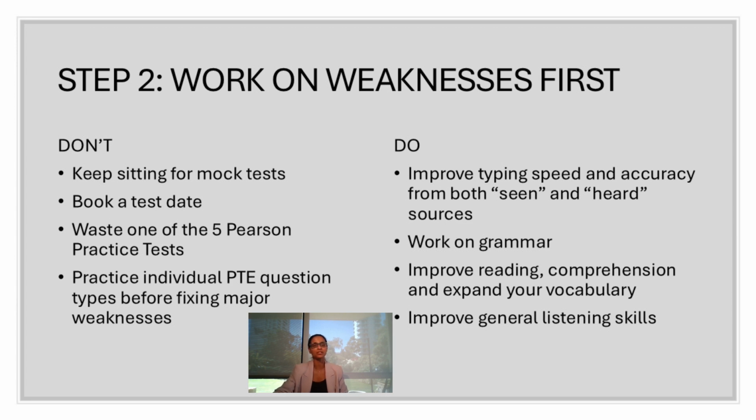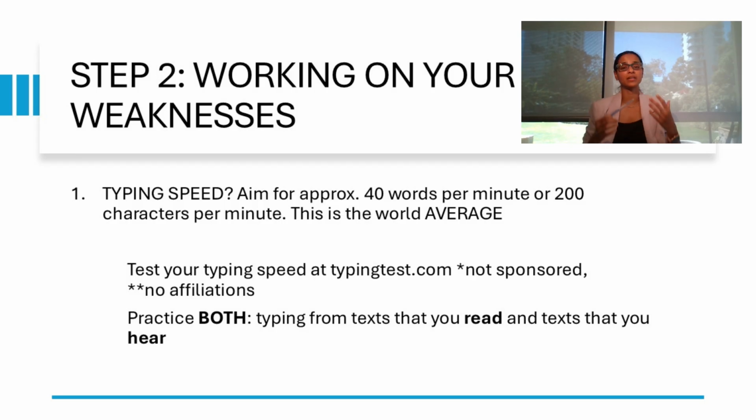Okay? So let's move on to working on our weaknesses. And we're still on step two. Mind you, this is just a four-step process, and we're just going to stick to step two. So we're going to start working on our weaknesses, and the first weakness I want to point out is typing speed. Okay? You want to be aiming for approximately 40 words per minute or 200 characters per minute. This is the world average. Now understand this, even if you meet this world average, you're going to be a lot faster than what you actually need to be.